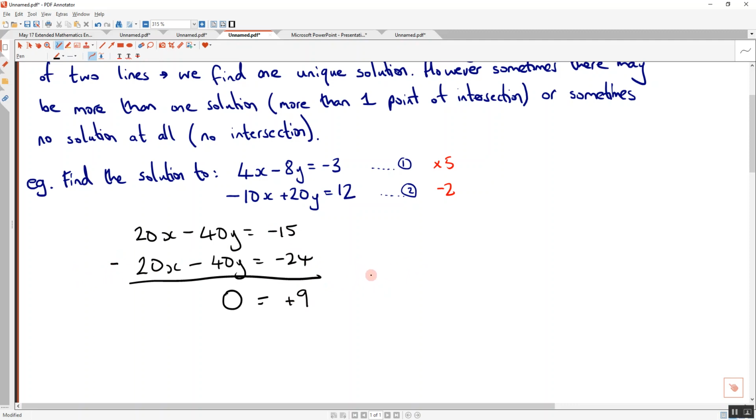So obviously something funky is going on here. What do we think is happening? Because obviously 0 does not equal 9. Ella? There's the parallel lines. Okay, so they may be parallel lines. Why can I show that these two lines are parallel?